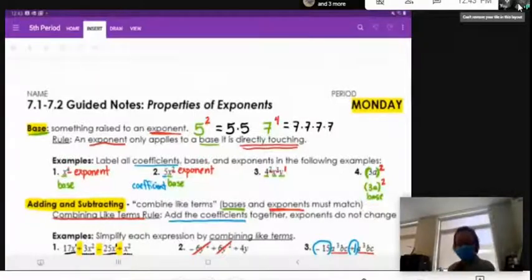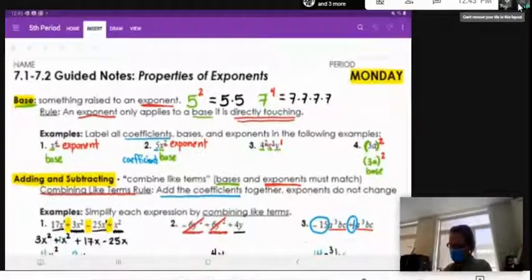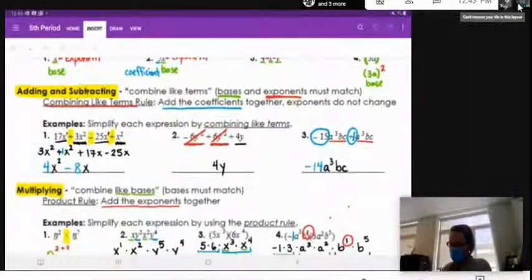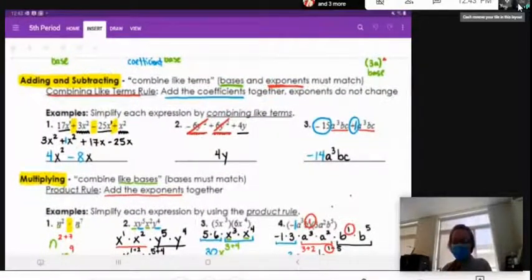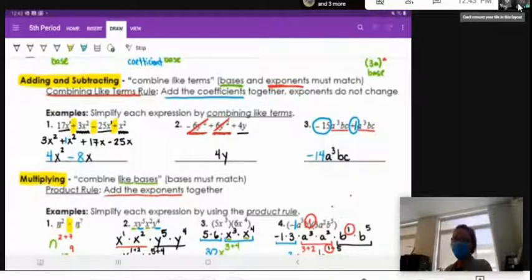So 7.1 and 7.2 is all about exponent rules. As a bit of a recap, let's look at some of the rules we learned yesterday. When we're adding and subtracting terms that contain exponents, we use a rule called combining like terms. With this rule, all we do is add the coefficients together, the numbers in the front. We don't change the bases and we don't change the exponents.